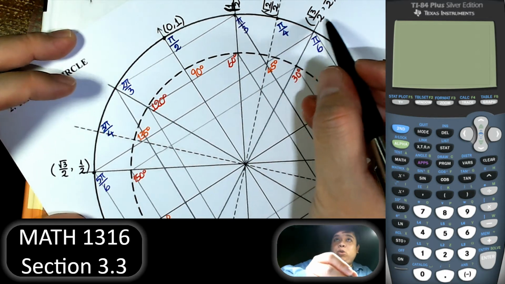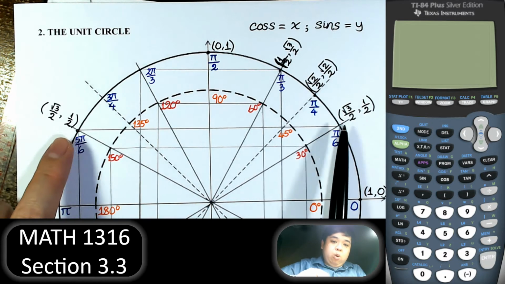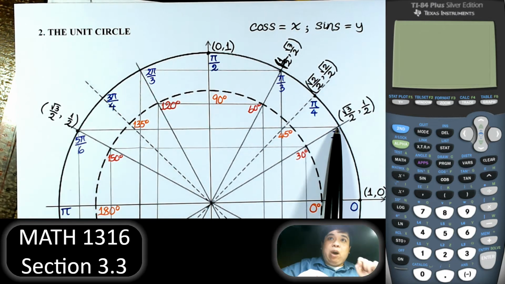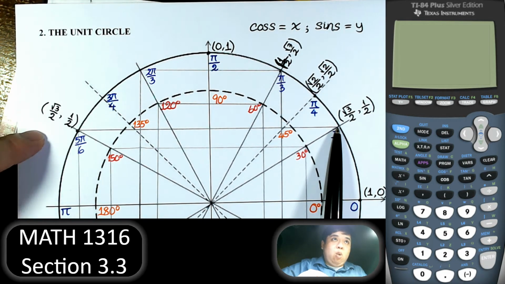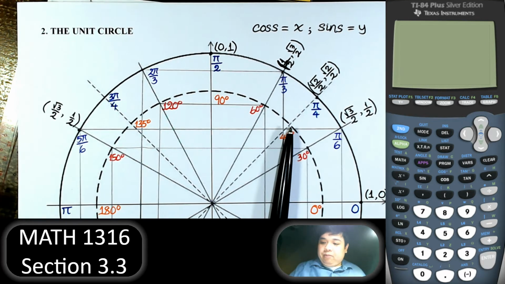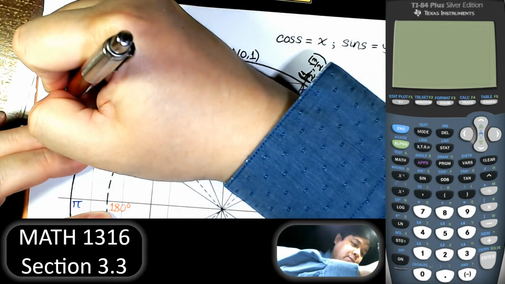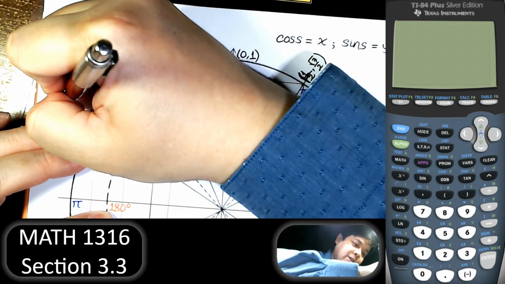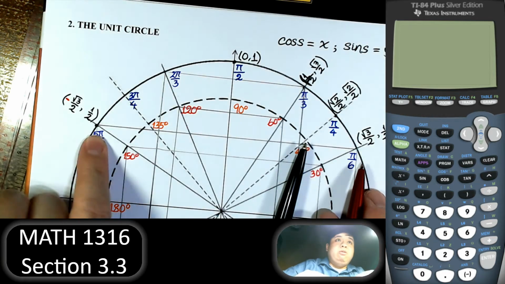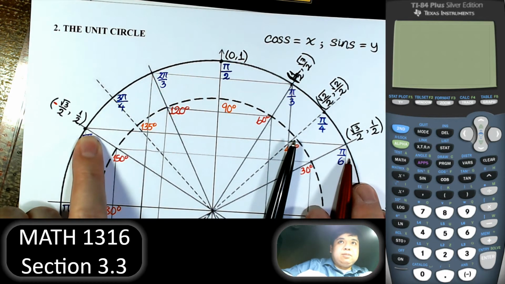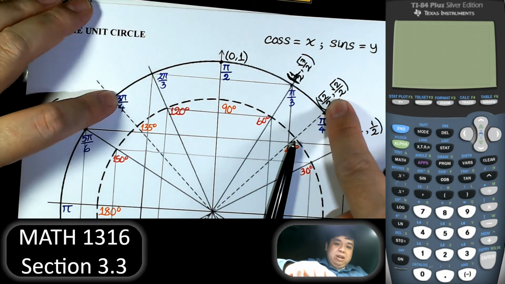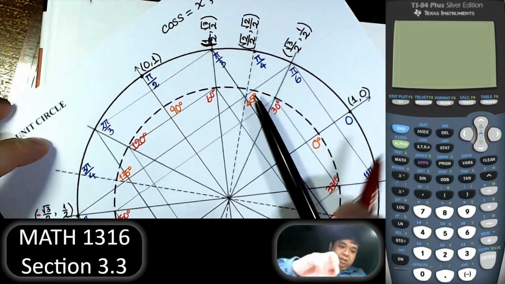Right? So we have 3 over 2 and 1/2. So those points we have the same values. However, because this point is in this quadrant, the x value is negative, or the cosine value is negative. So I have to throw in the extra negative sign only for x. But the values will be the same. Same thing here, the values will be the same, but the x is going to be negative.